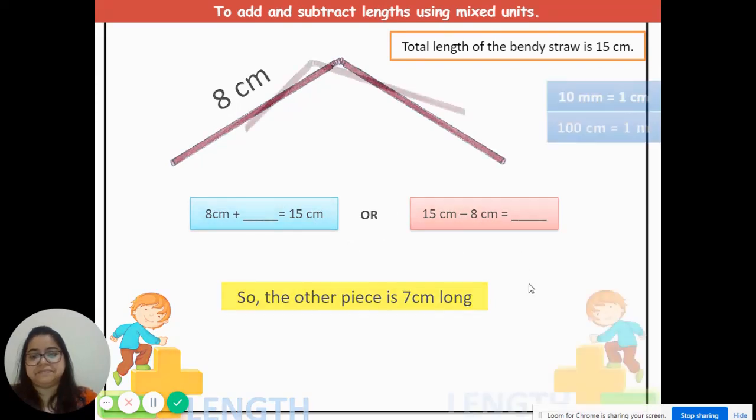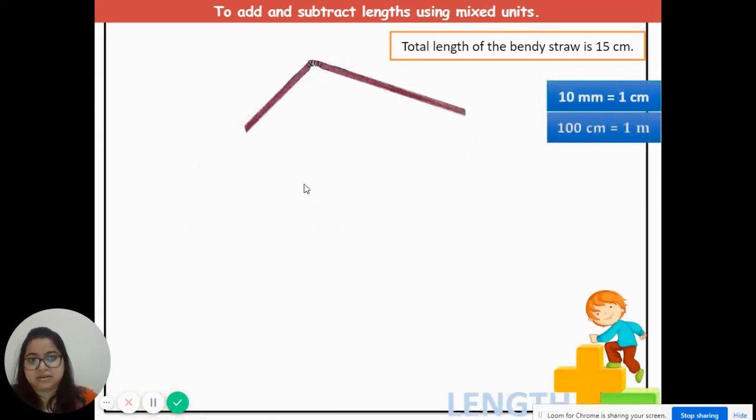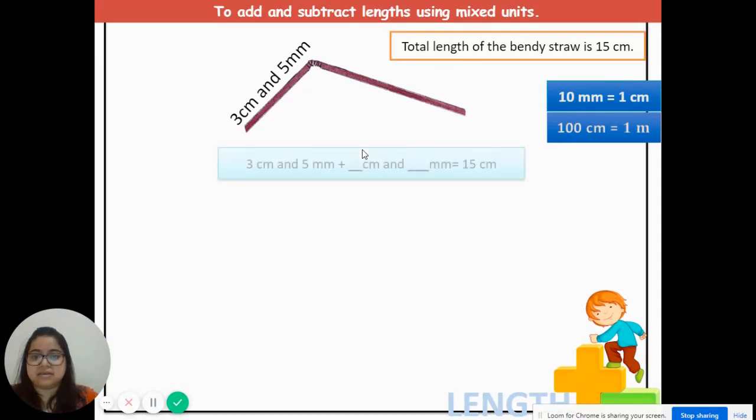So you can do easy calculation using either of the number sentences. Let's go ahead. Now here's another question. Again, the total length of the straw is 15 centimeters, but one side is 3 centimeters and 5 millimeters. Okay? So we'll make a number sentence. How would it be using addition? 3 centimeters and 5 millimeters plus dash centimeters and dash millimeters will give me a total of 15 centimeters. So how do I fill in these gaps? Okay, I have to find that out.